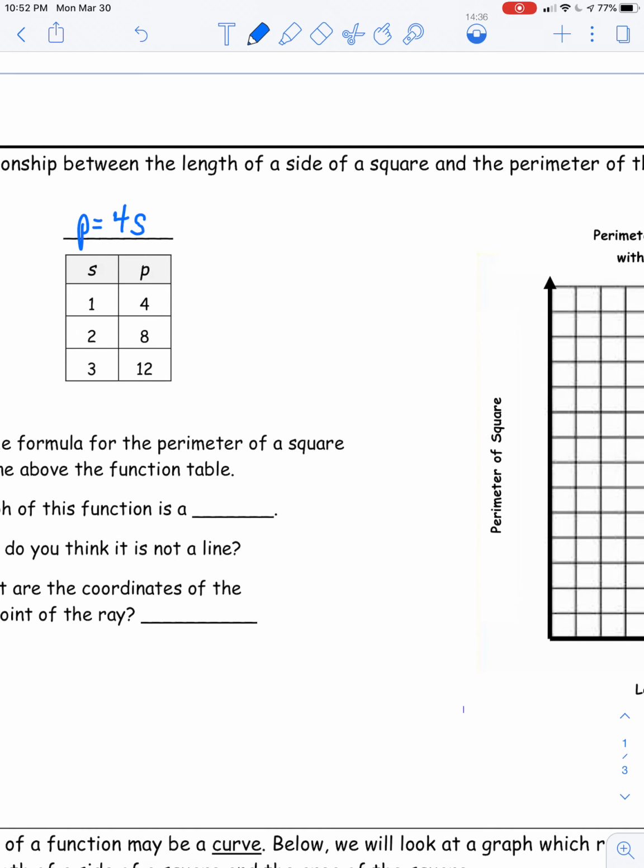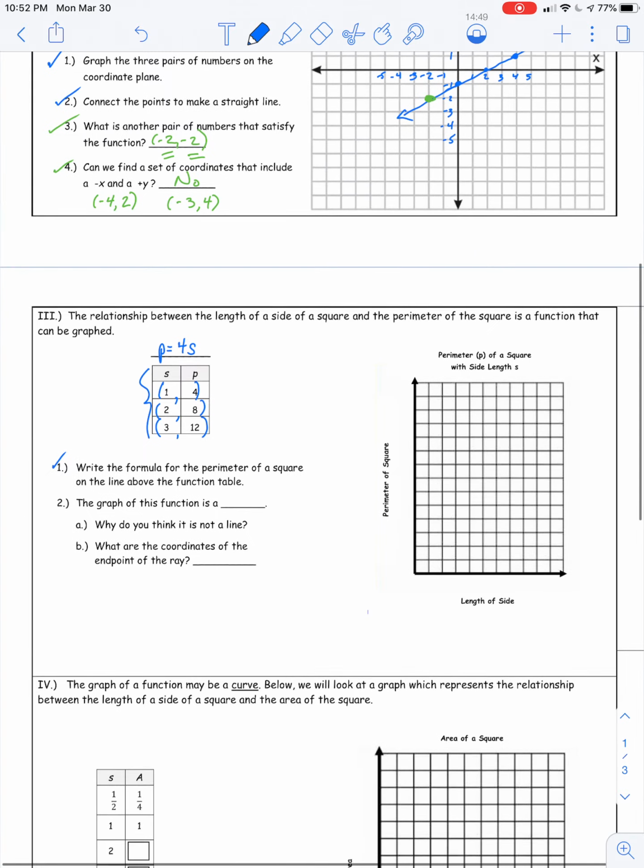Okay, so we have our function table right here. We're going to graph (1, 4), (2, 8), and (3, 12). Remember, these are our coordinate points. So if I were to put parentheses around them with little commas, there's our sets of coordinate points, and we can go ahead and plot those.